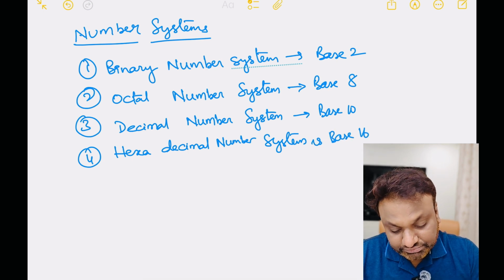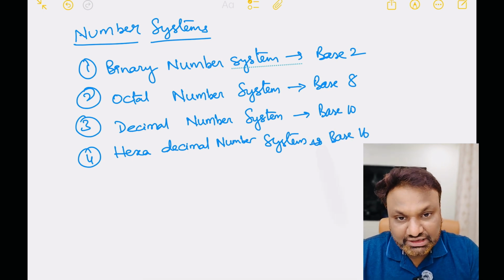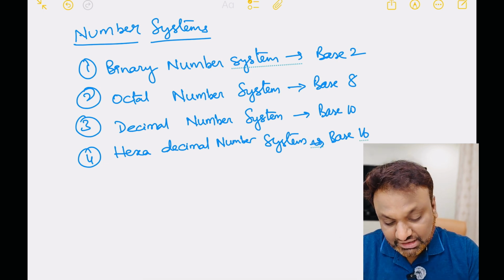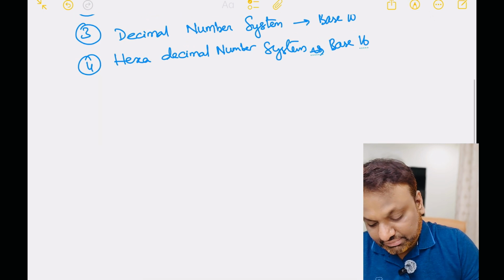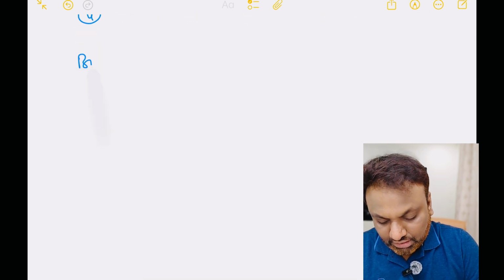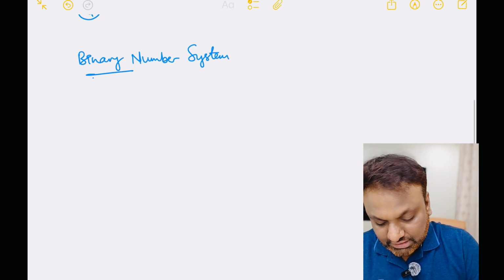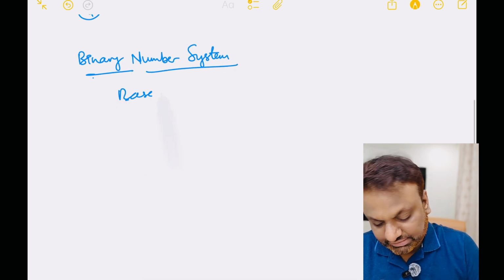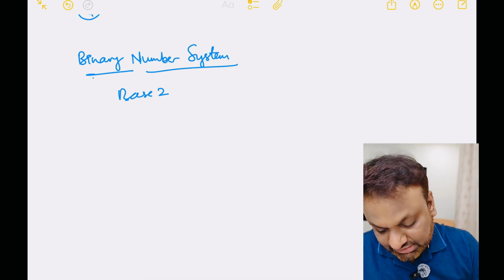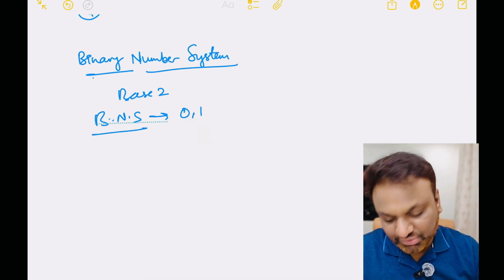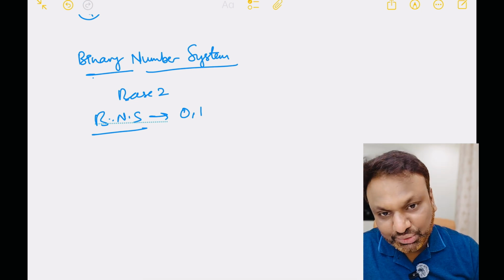Now we shall see all the number systems in detail. What are this base 2, base 8, base 10 and base 16? If I talk about the binary number system, also called the base 2 number system, why is it called base 2? In the binary number system only two numbers are present: 0 and 1.